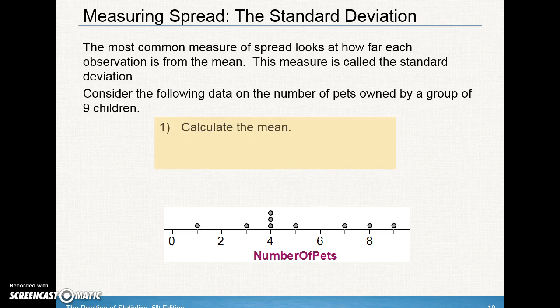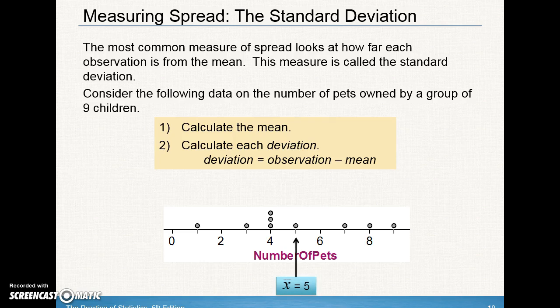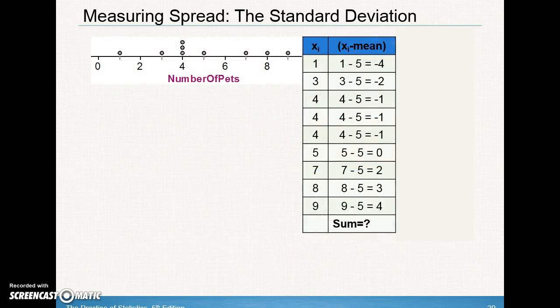With this data, we can calculate the mean and each deviation. The deviation is the difference between the observation and the mean, so the observation minus the mean. In this case, the mean is 5. So for the data value of 1, the deviation is 1 minus 5, or negative 4. For the data value of 8, the deviation is 8 minus 5, or 3. So we do this for every observation. We calculate the data value minus the mean, and we get these numbers like in this chart.